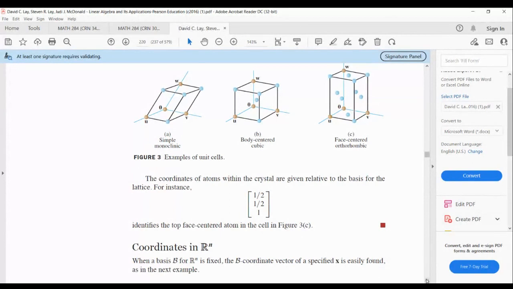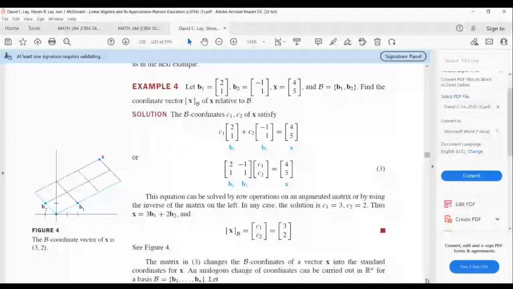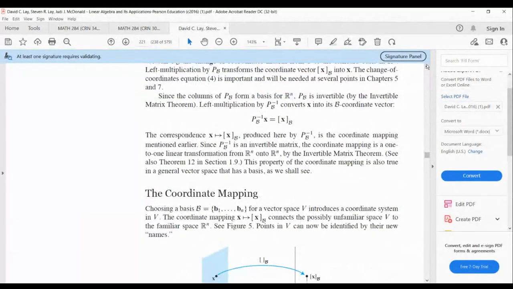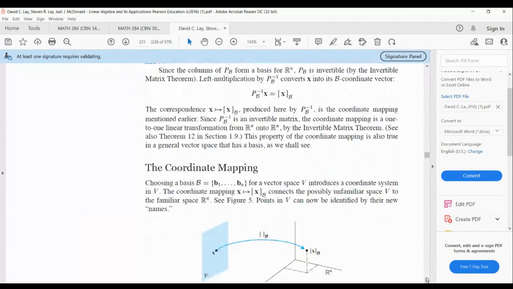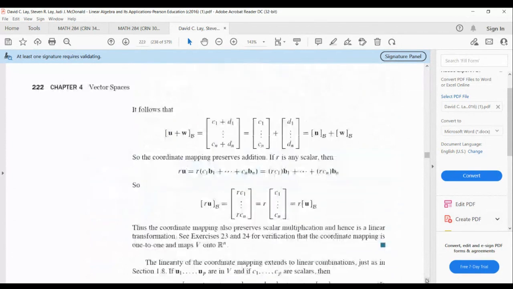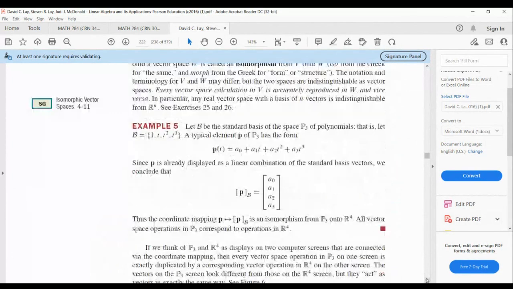But they talk here in example 5. Hold on, it was example 5 that I want. Hold on. Okay, coordinate map, that's fine.